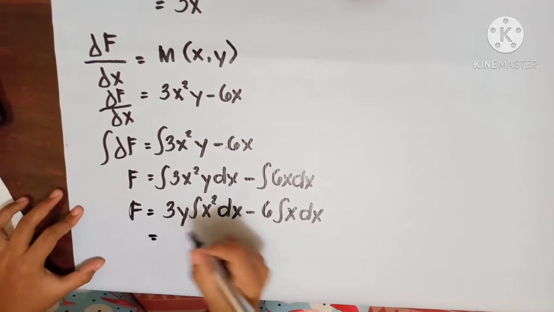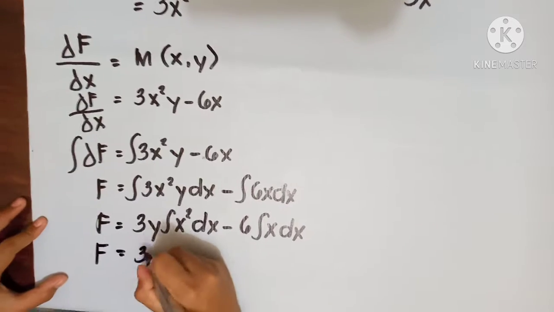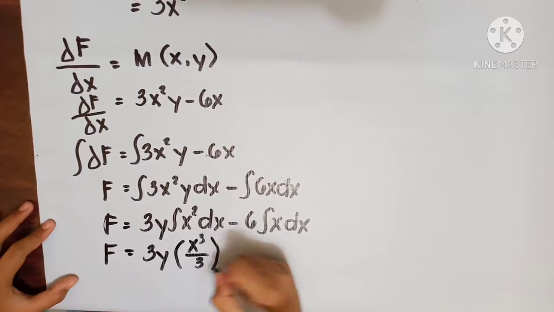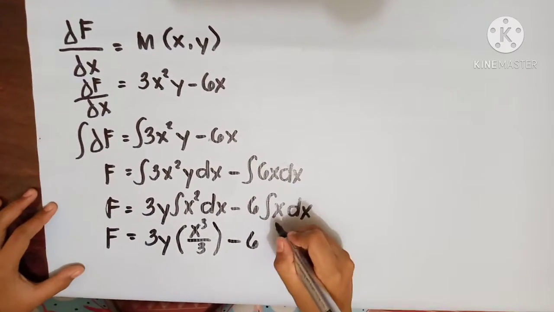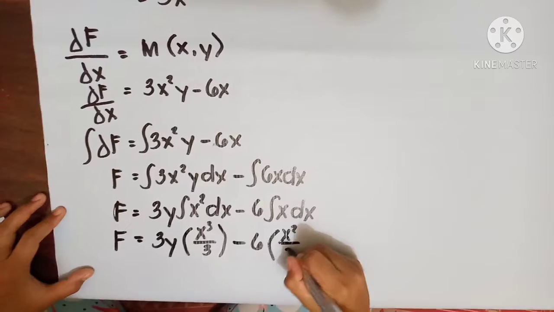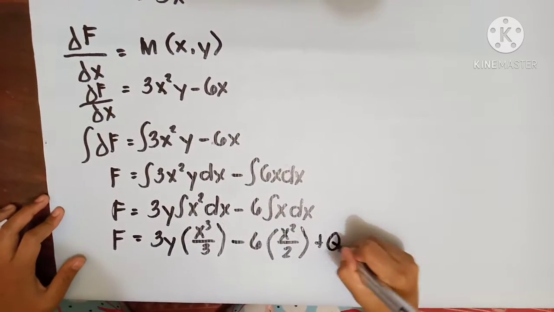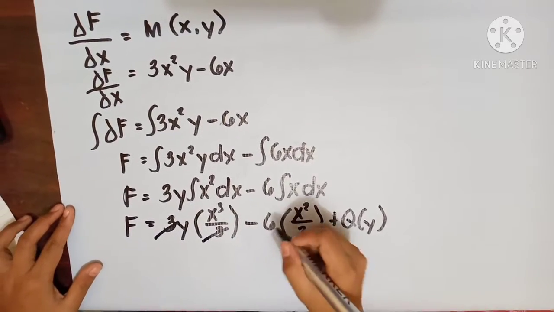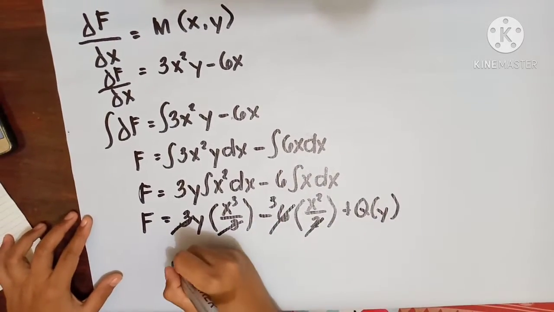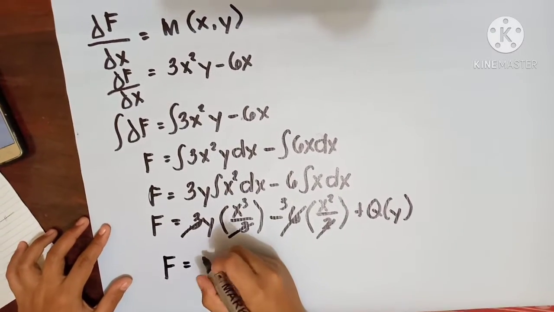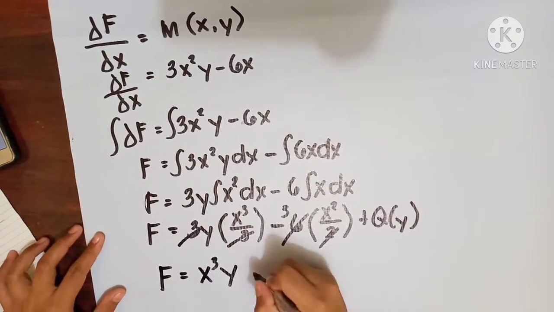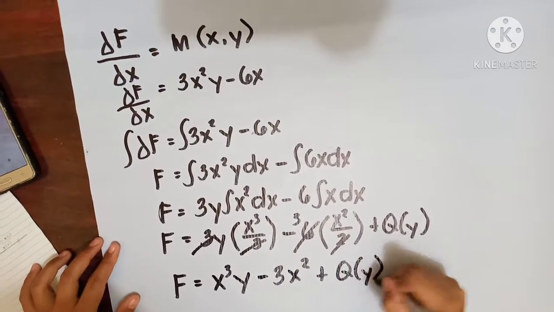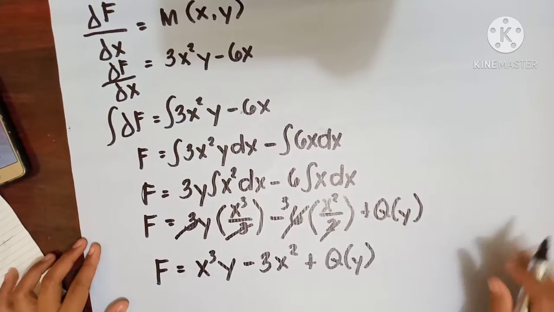So we will now integrate. So 3y integration of x squared is x cubed over 3 minus 6 integration of x is x squared over 2 plus q of y. 3 will be cancelled and 6 divided by 2 is 3. So the answer is x cubed y minus 3x squared plus q of y. So this is our first solution for our differential equation.